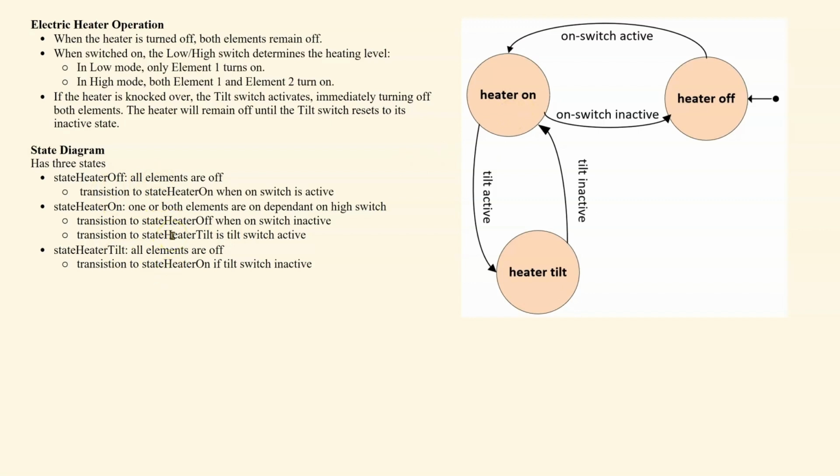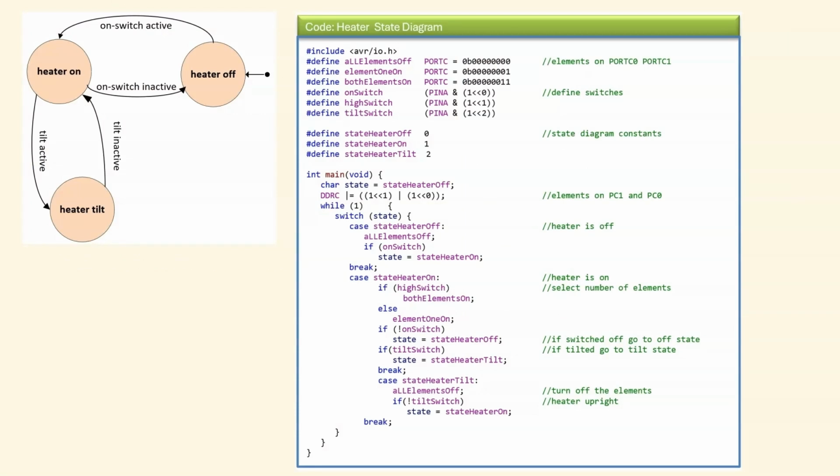So pause the video and look at writing the C code for this. So here is the full C code. We've defined the inputs and outputs, the state constants. We're using the switch statement. So we have the heater off, heater on, and heater tilt. We show the outputs and the transition between the states.